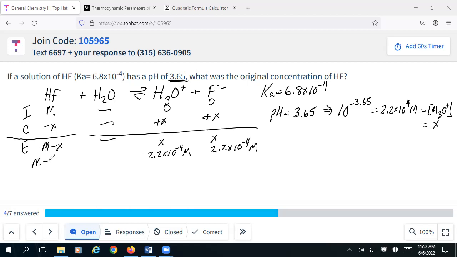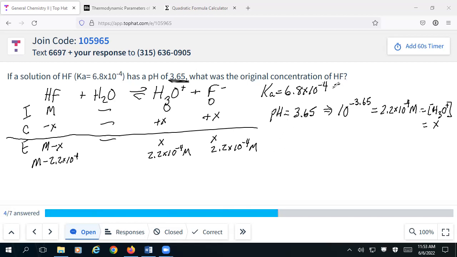And part of this value for the equilibrium, 2.2 times 10 to the negative fourth, is on it as well. Now that doesn't fully solve the problem for me, but it does make things a little bit easier because now I can use this Ka expression.